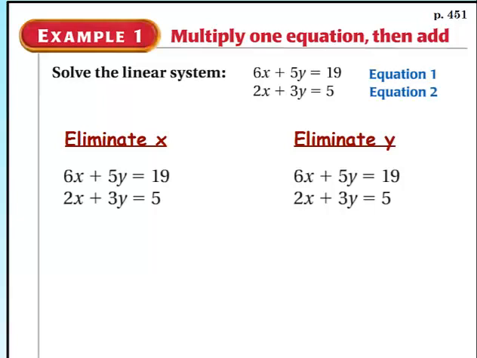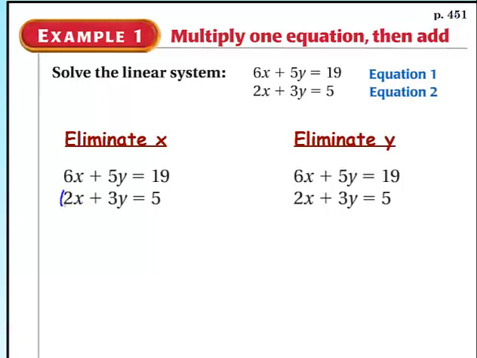So on the first one, we'll concentrate on eliminating just the x. So I'm looking at the two x terms. I have 6x and 2x. The question is, what could I multiply either one of these by so that the x's will have negative or opposite coefficients? Well, one choice is to take this 2x and somehow change it into negative 6x.